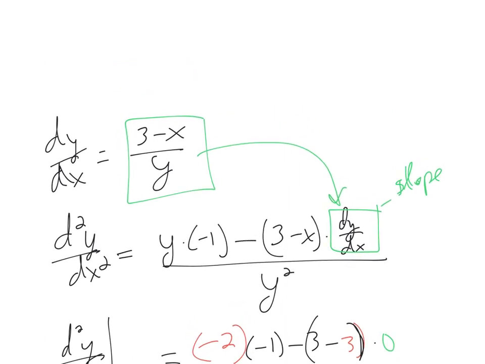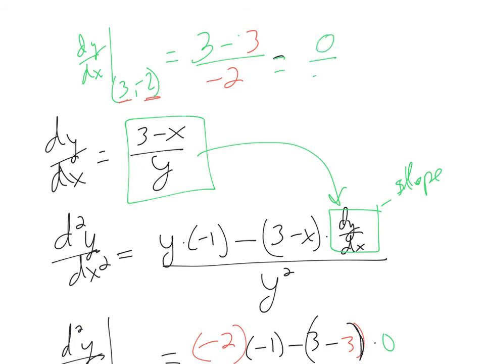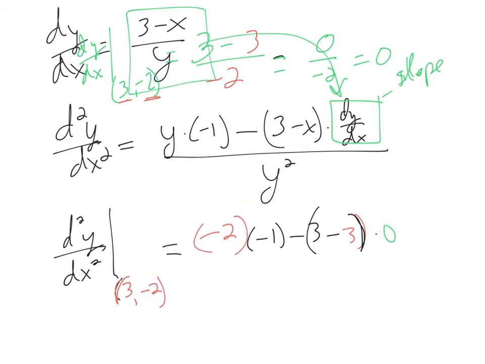My quick check would be, let's actually solve this up here. dy dx at the point (3, -2). So that would be 3 minus x, which is 3 right here, over -2, because my y value is -2. And that's going to give me 3 minus 3, 0 over -2, and that's how I'm confirming that yes, it is 0.